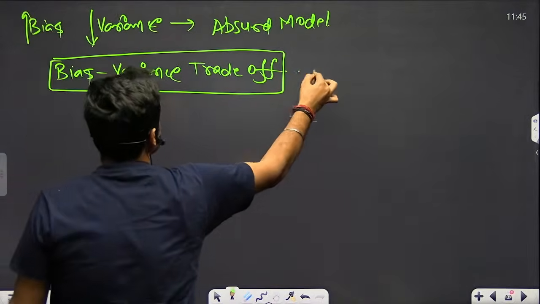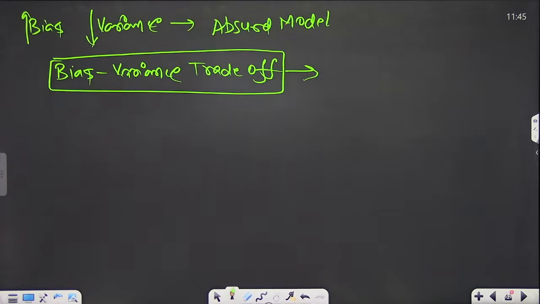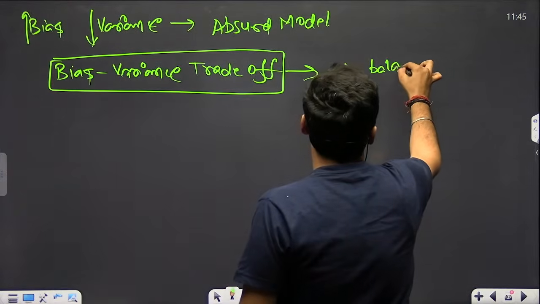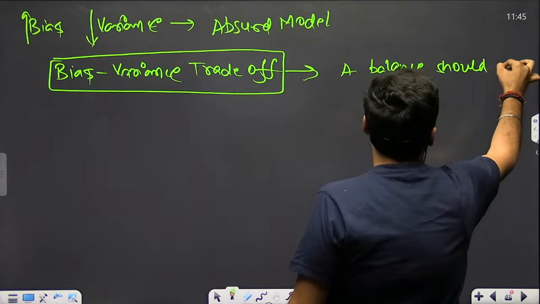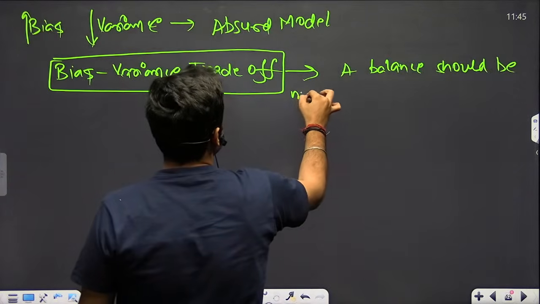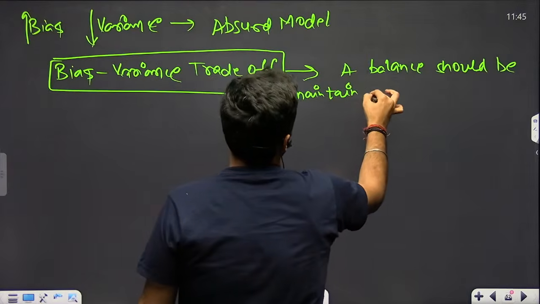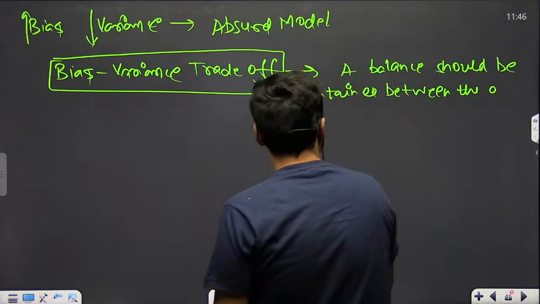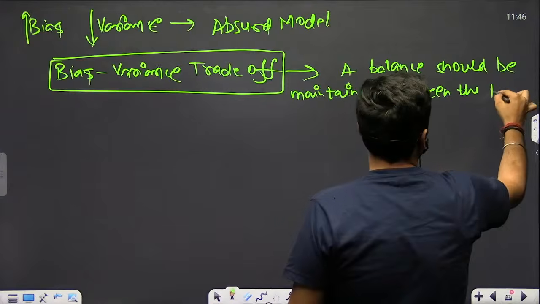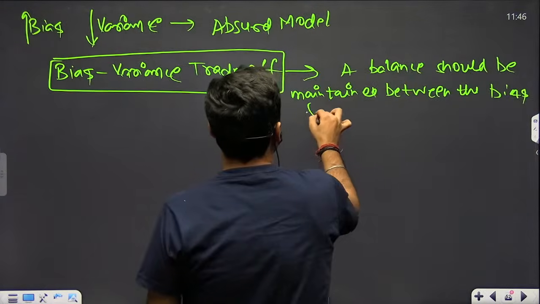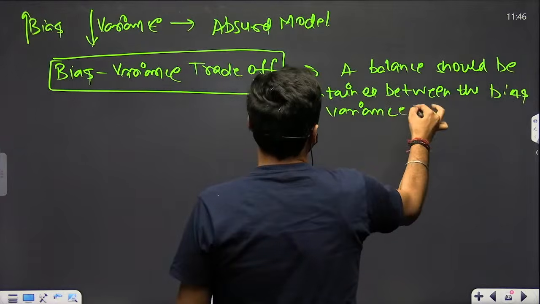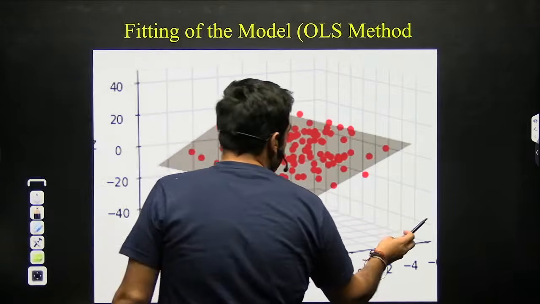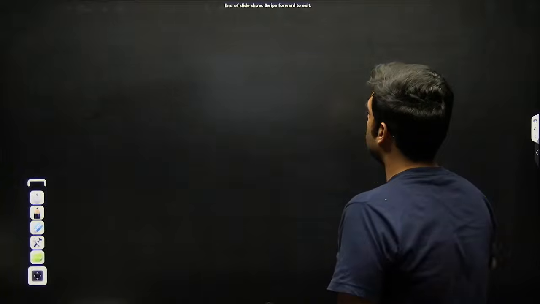Now what is bias variance trade-off? Basically, bias variance trade-off means that a balance should be maintained between the bias and variance. So that is a bias variance trade-off.